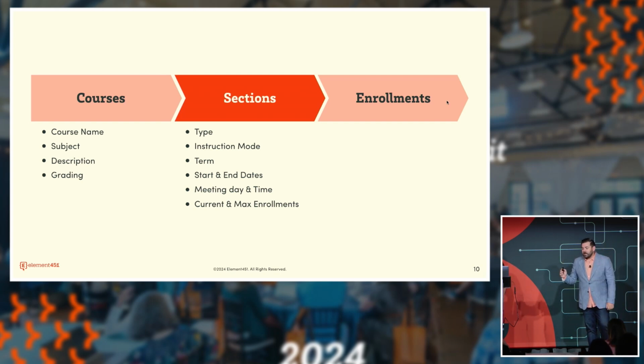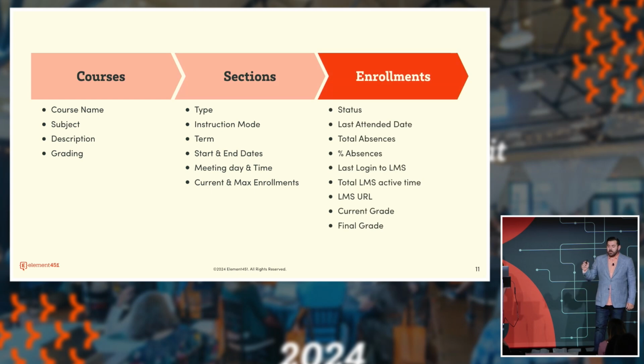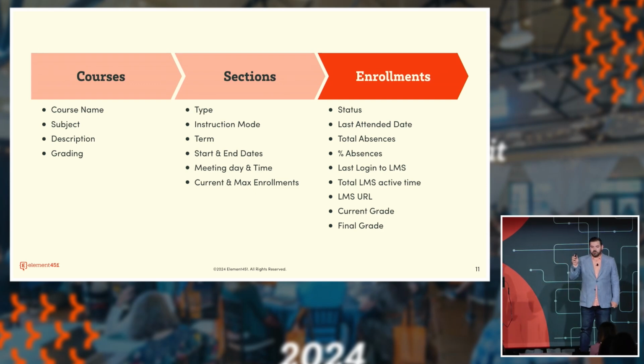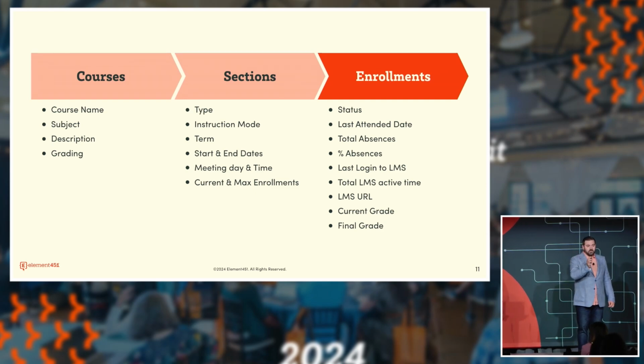And then the last thing is, how do we relate that to a student? That's around enrollments. So now we have a student that is enrolled in that course. Think about it this way: they're enrolled in the course at a particular time and schedule for a particular course title. So in enrollments, we'll have obviously the status of that student, when they last attended, the total absences, maybe a percentage of those absences for the total time.